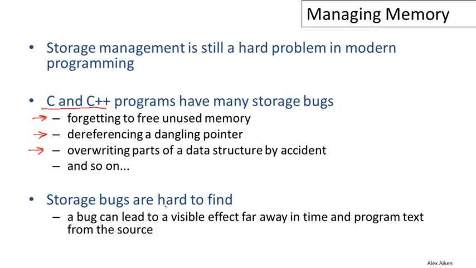And these bugs are really hard to find, and I want to emphasize that. These kinds of bugs are often some of the very last bugs to be found in complex systems. They often persist into production, and sometimes for a very long time after the code is in production use. And why is that? The reason is that storage bugs typically have effects that are far away in time and space from the source. So how can that happen?